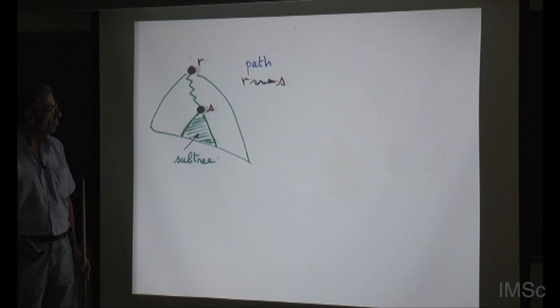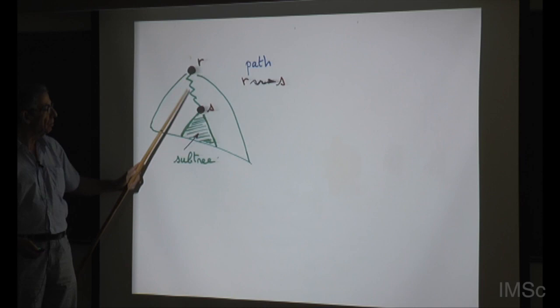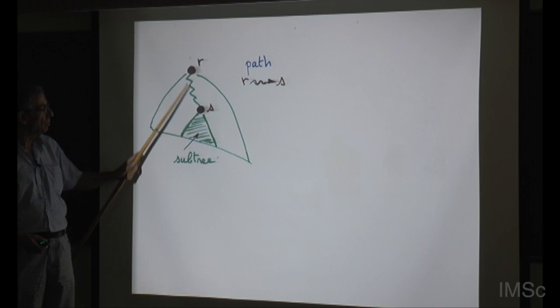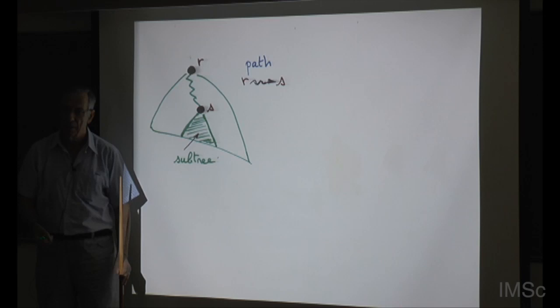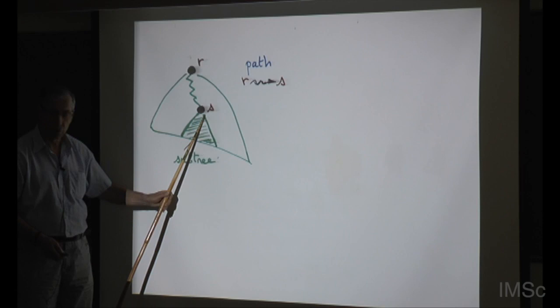So if you have a binary tree with the root, you can define a path going from the root to any vertex. It's a unique sequence of vertices where you can join the root to the vertex by descending in the tree, by following left or right edges. It's a unique path going to this vertex S, which is the root of a certain subtree.